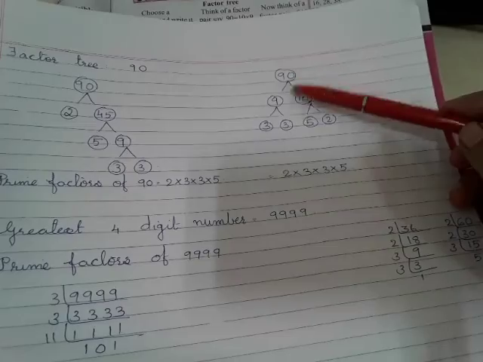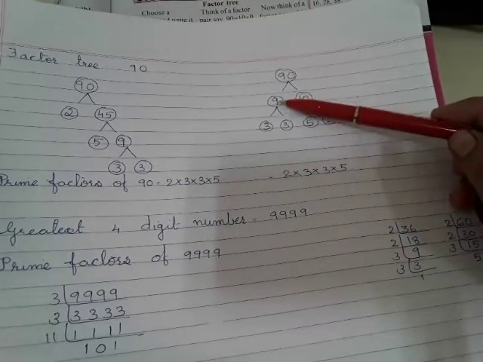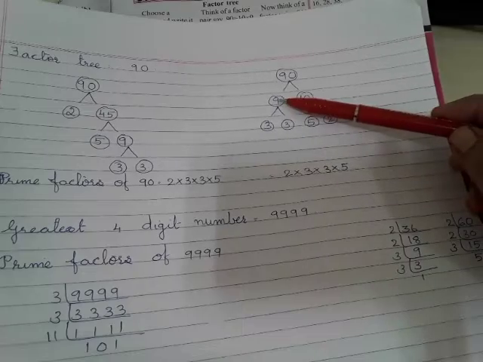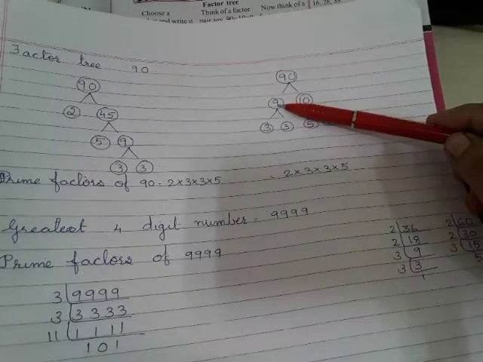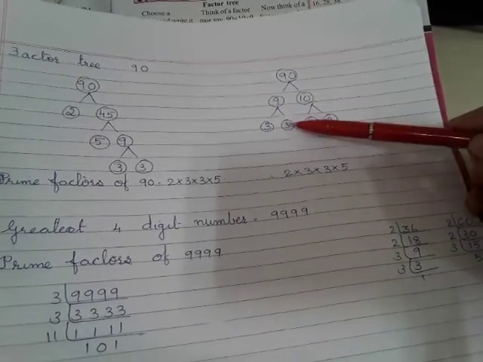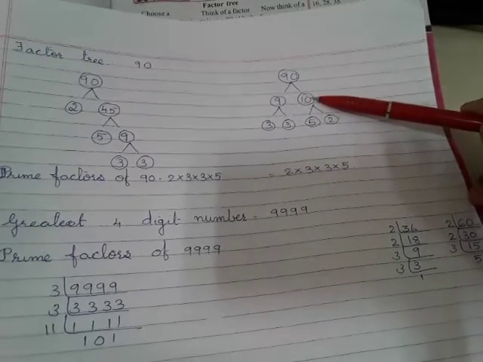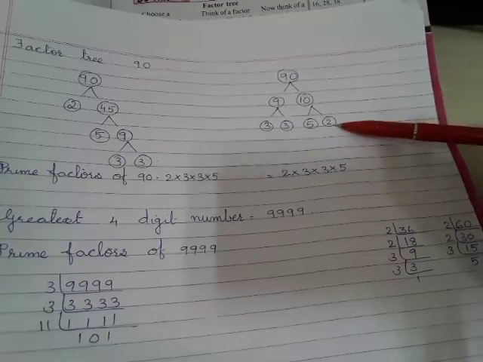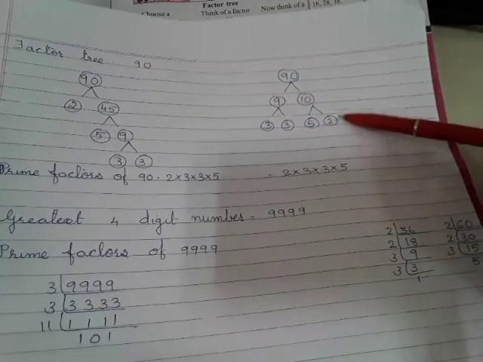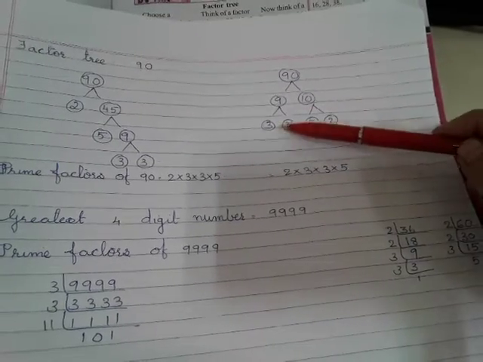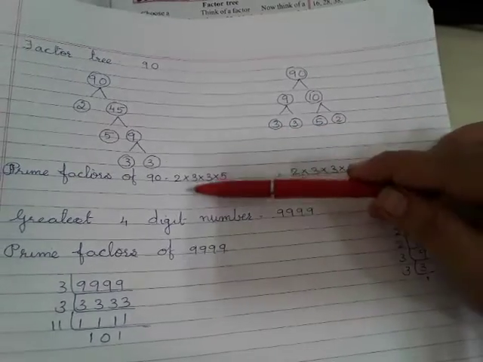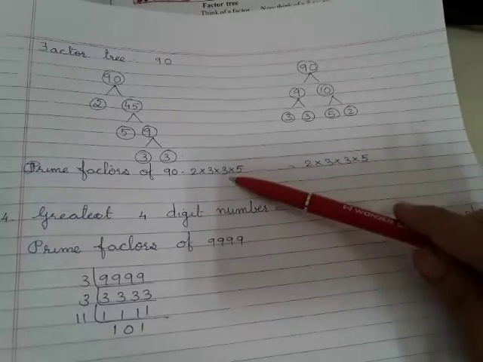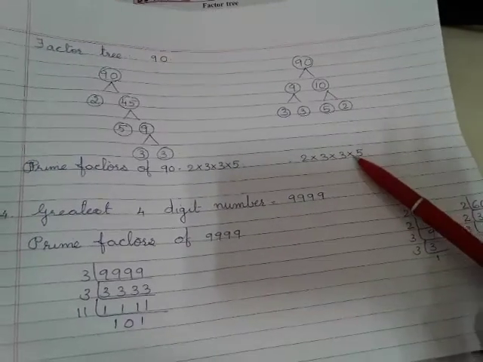Now with this method, for 90, I have taken the combination of 9 and 10. Now you see 9 is a composite number, so you can split it into 3 into 3. 10 is a composite number, so you can write it as 5 and 2. Finally what is the answer? 2, 3, 3, 5. You got the same answer. So whichever method you follow, our prime factors will be the same.